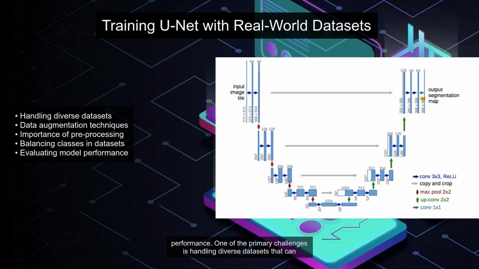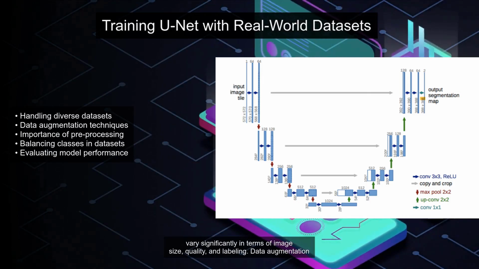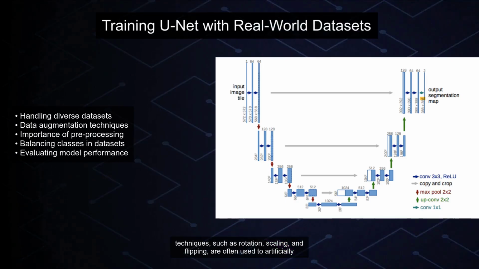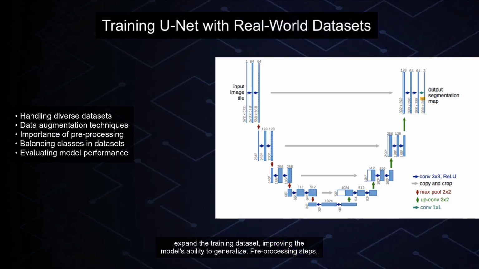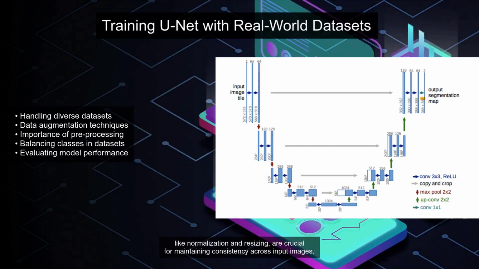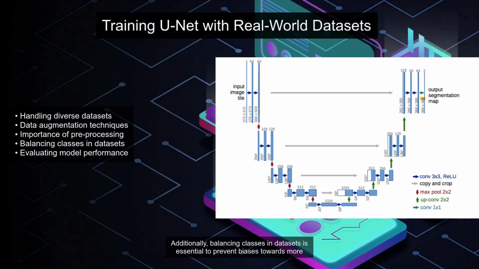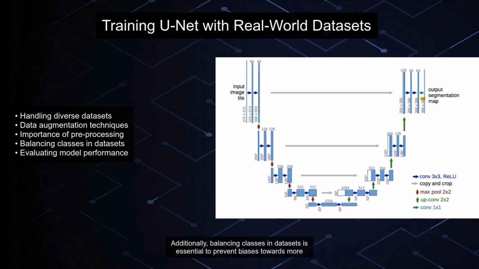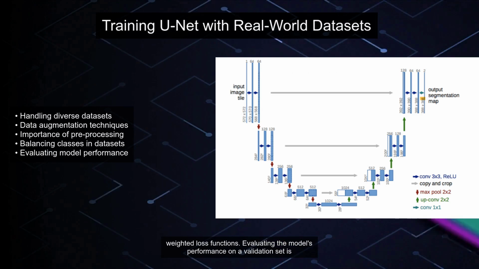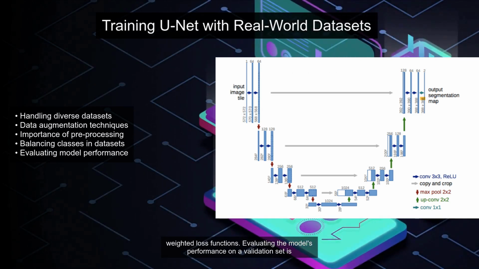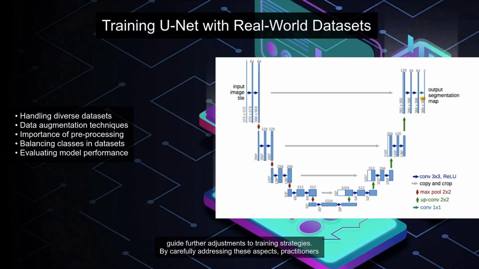One of the primary challenges is handling diverse datasets that can vary significantly in terms of image size, quality, and labeling. Data augmentation techniques, such as rotation, scaling, and flipping, are often used to artificially expand the training dataset, improving the model's ability to generalize. Pre-processing steps, like normalization and resizing, are crucial for maintaining consistency across input images. Additionally, balancing classes in datasets is essential to prevent biases towards more frequent classes, which can be achieved through techniques like oversampling or using weighted loss functions. Evaluating the model's performance on a validation set is also critical to assess its ability to generalize to unseen data and guide further adjustments to training strategies.